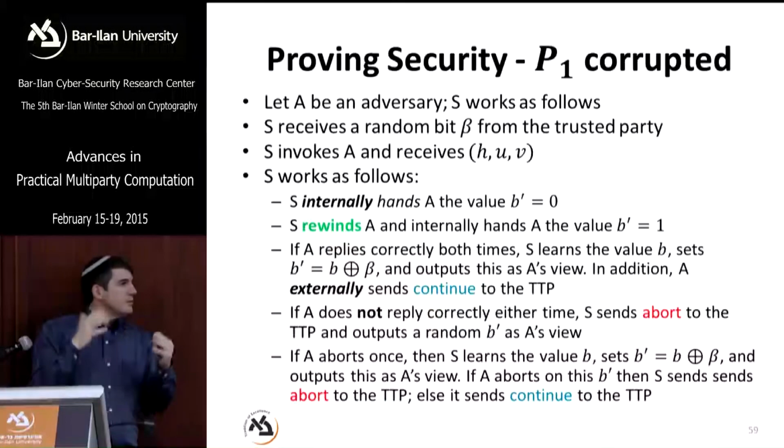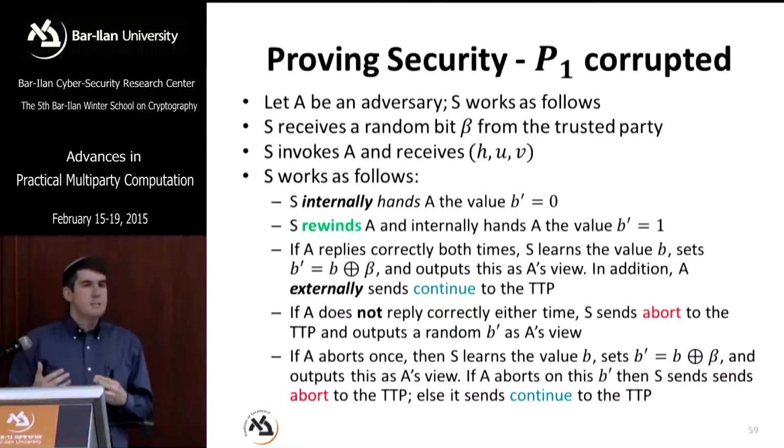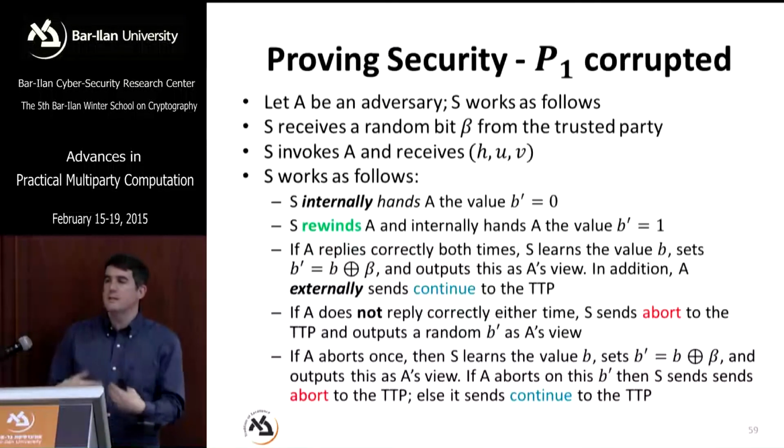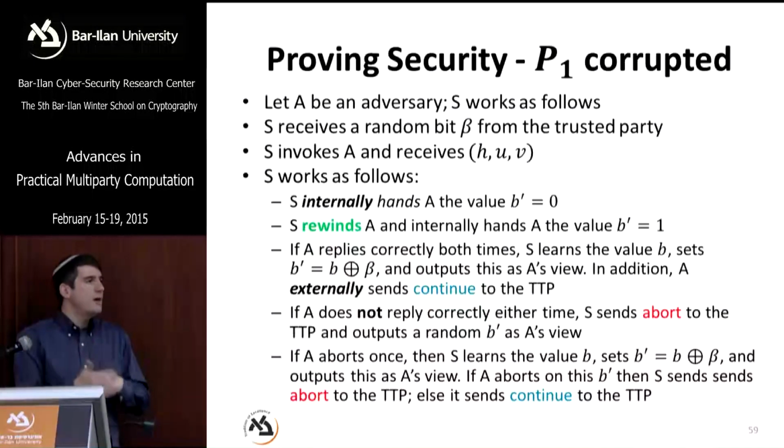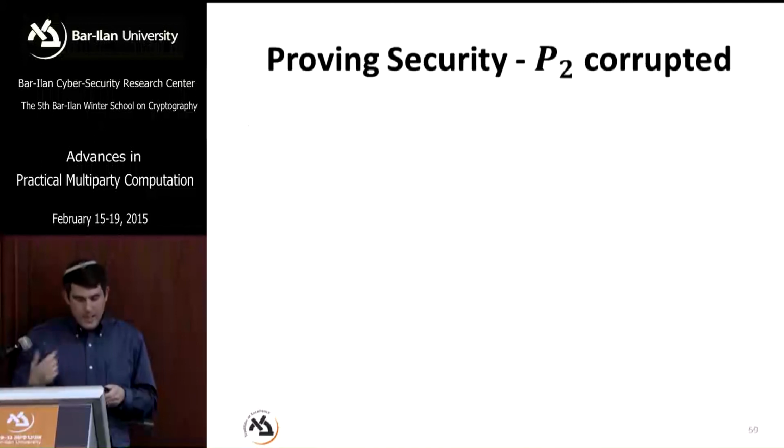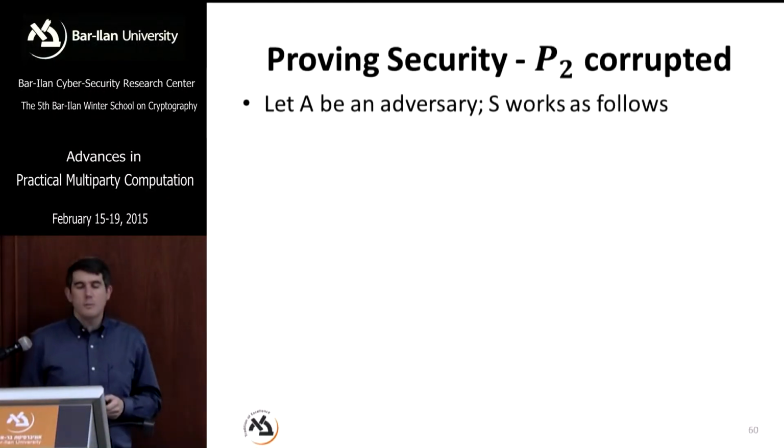So it's not terrible, proving this, but you can see the additional complexities which are arising. You have to look at what happens to A. Does A complete? Does A not? Does A actually abort? And you have to do this rewinding in order to have more information about what A is actually doing. What about the case where P2 is corrupted?